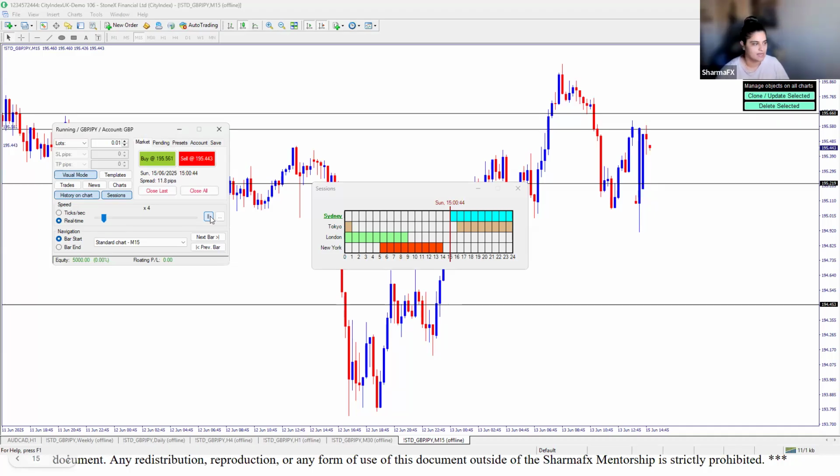So Sydney's not really going to have a lot of volume. You're going to get more volume when the Tokyo session opens up, and then you're also going to have the Tokyo Stock Exchange opening up too. So that's what we're eyeing. That's what we're watching out for.